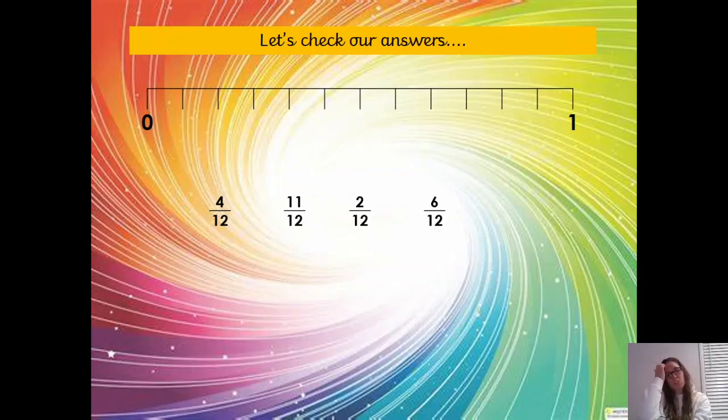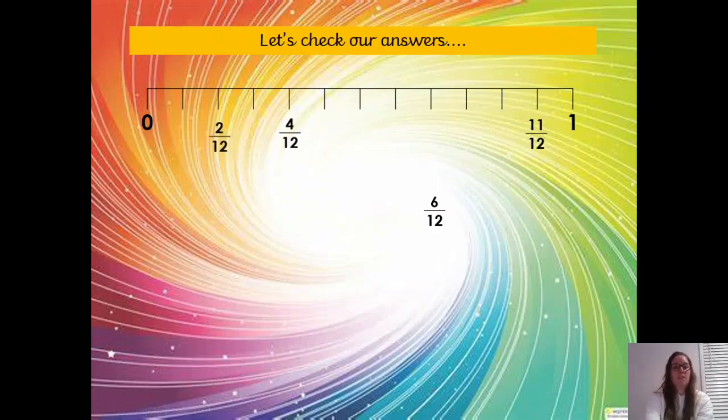Okay, so let's just check our answers then to make sure we've all got the same. So 4 twelfths, we're going to count 1, 2, 3, 4. That's 4 twelfths. Our 11 twelfths, well, if this is 12 twelfths, this is 11 twelfths. And then we've got 2 twelfths, which is going to be at the other end. And then 6 twelfths, which is halfway. So this is 4, 5, 6. So we've got 6 twelfths.